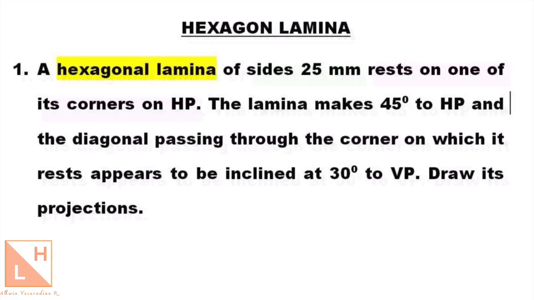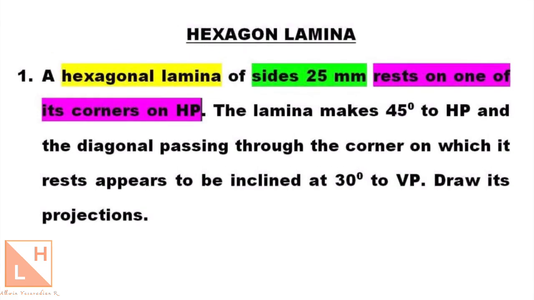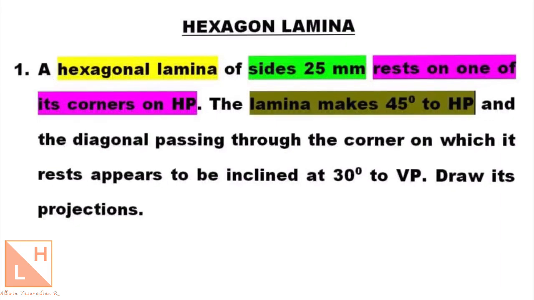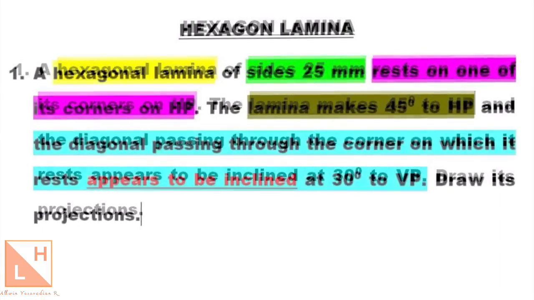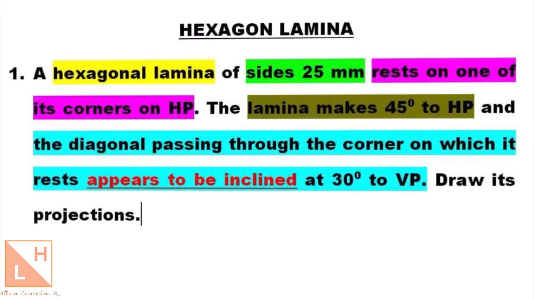The first thing you see here is that the lamina is a hexagon of side 25 mm with one of its corners on HP. The lamina makes 45 degrees to HP and it also says the diagonal passing through the corner on which it rests appears to be inclined at 30° to VP. Remember the words 'appears to be', which I'll explain to you later. Now let us solve the problem using this given data step by step.